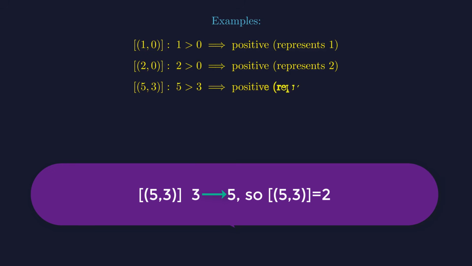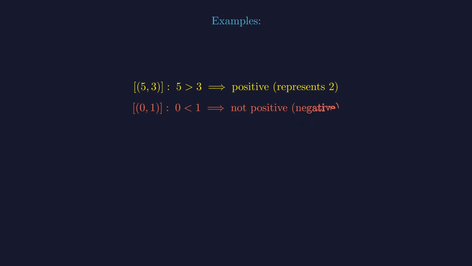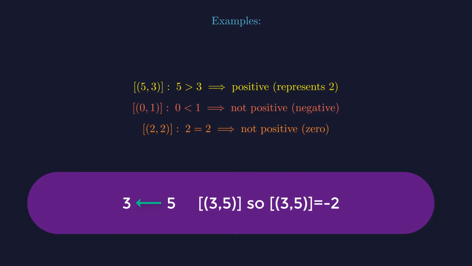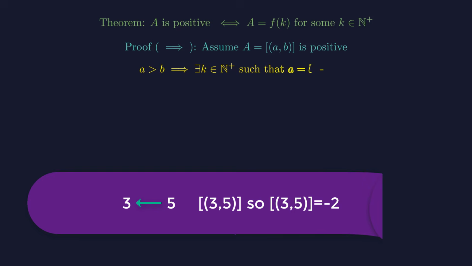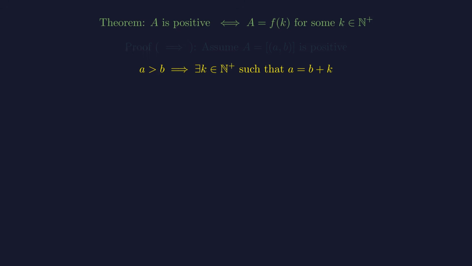When we see the class [5, 3], moving from 3 toward 5, we reach there by taking 2 units in the forward direction, so it represents the positive integer 2. But for the class [3, 5], from 5, we move backward by 2 units to reach 3, so it represents the negative integer 2.